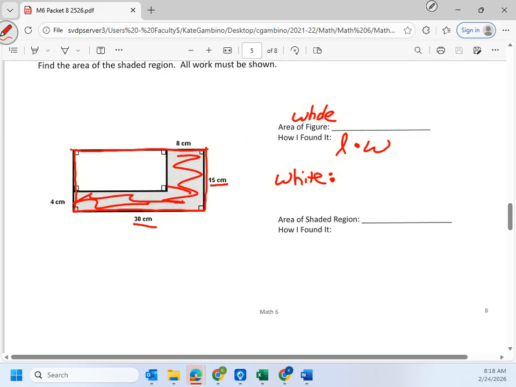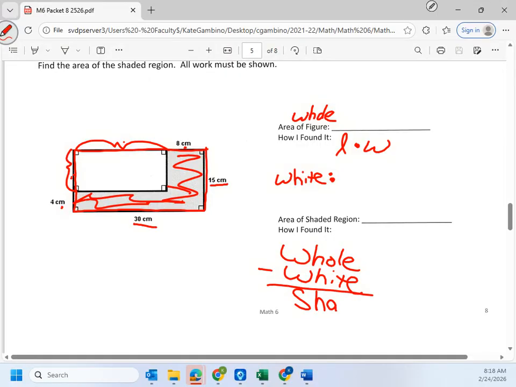We need to figure out what this number is and what this number is. They tell us what the shaded part is. You need to figure out what the white sides are, because then we're going to take our whole area, subtract that white area, and we will be left with the shaded area. So find the whole, then find the white, and you take the white away. You're left with your shaded.